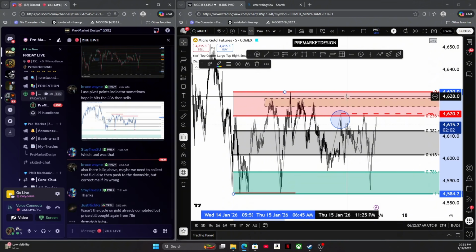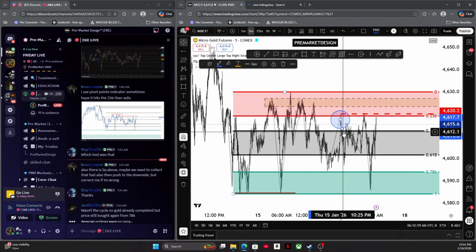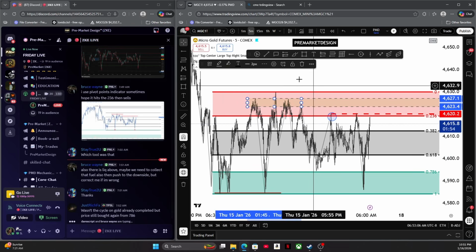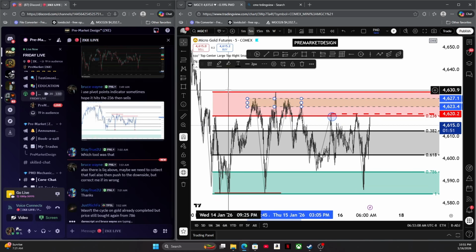I want to enter up here at the top. Yeah, price can react off my 236 again, but that's not... Yeah, this is my trade right here. This is my entry.